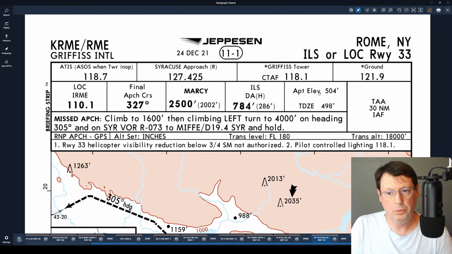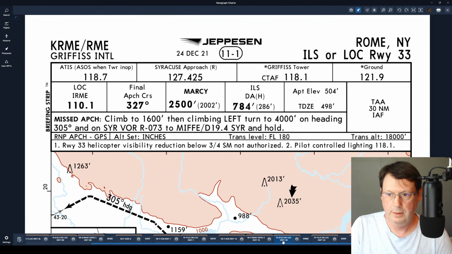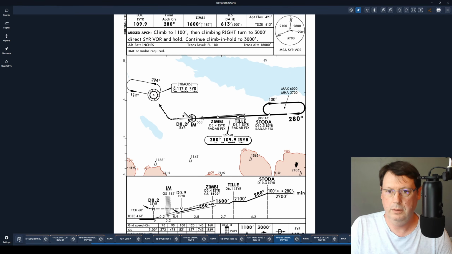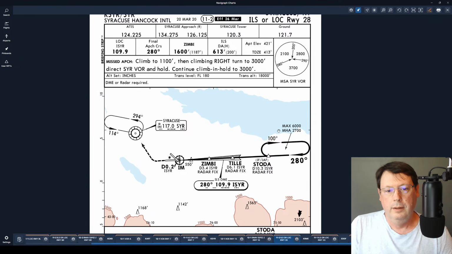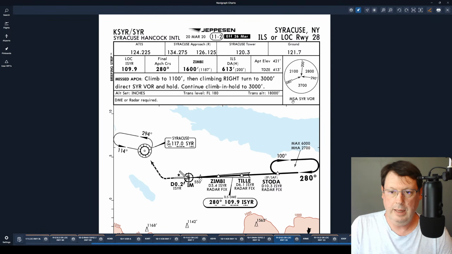So this just gives you the real quick information that you need for the approach. This over here is what's called a minimum safe altitude. And this one's actually a little bit different than they usually are. Let me show you this one right here. So this is MSA Syracuse VOR. So here's the Syracuse VOR.